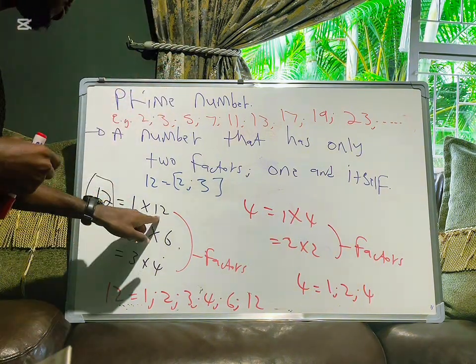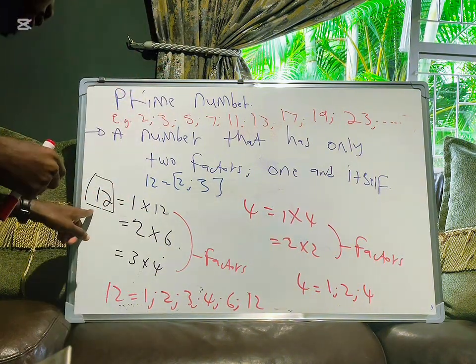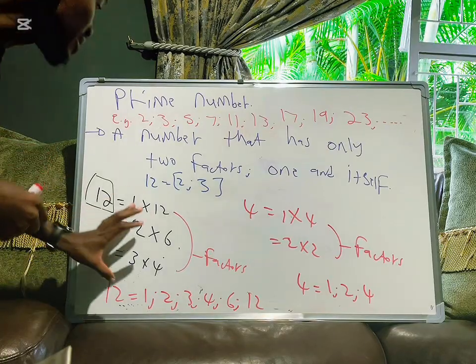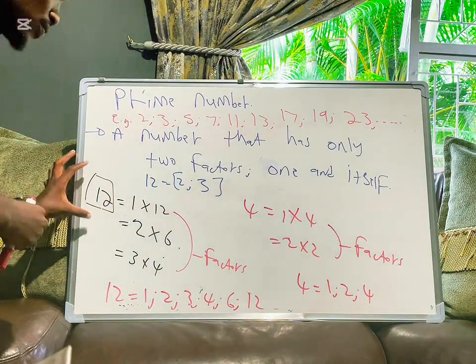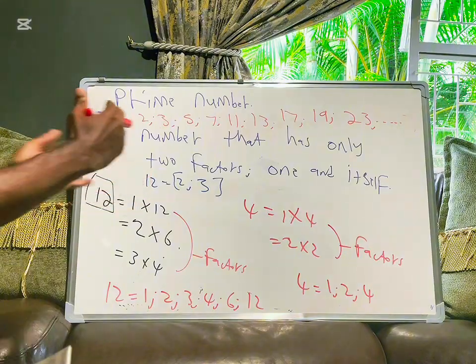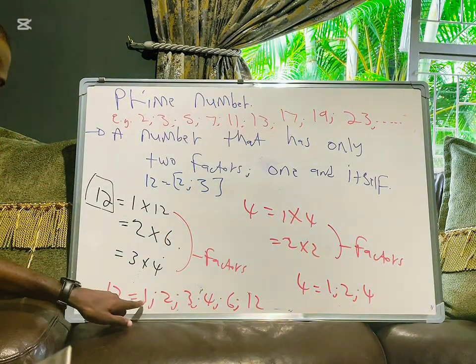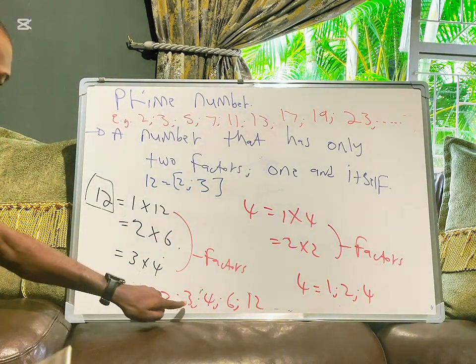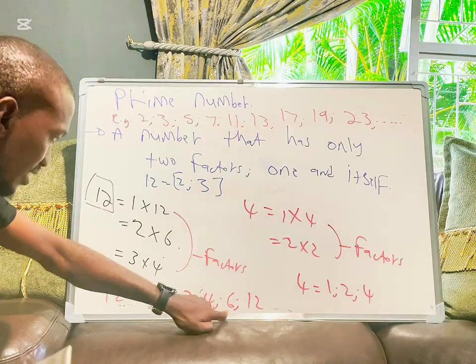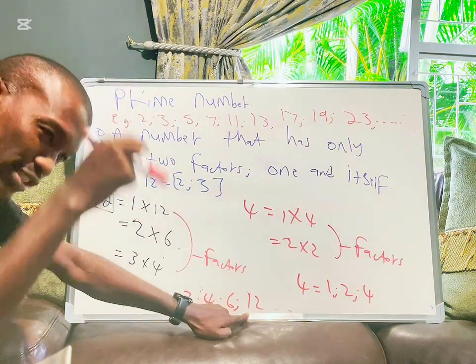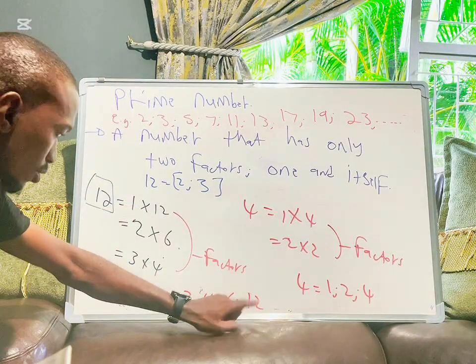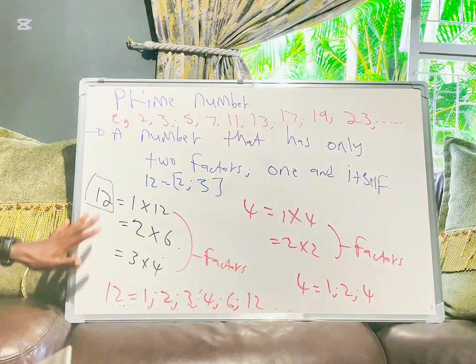Now, here's the thing. 1 times 12 is 12. 2 times 6 is 12. 3 times 4 is 12. These are the factors of 12. Okay? Now, let's write them down in order. So it's going to be 1, 2, 3, 4, 6, 12 itself. That number itself is also a factor. You get it? Yes. So we wrote all of the factors of 12.